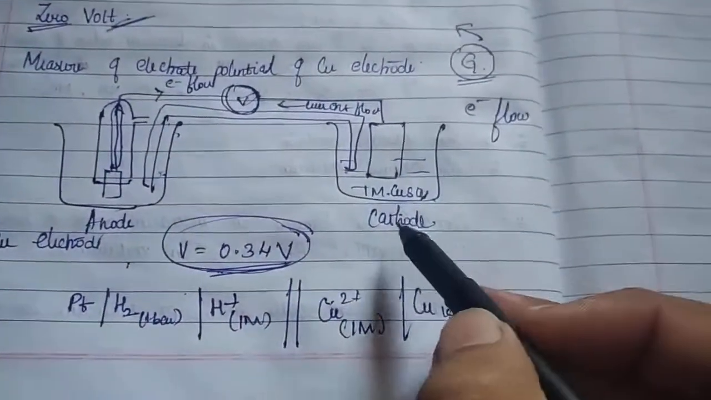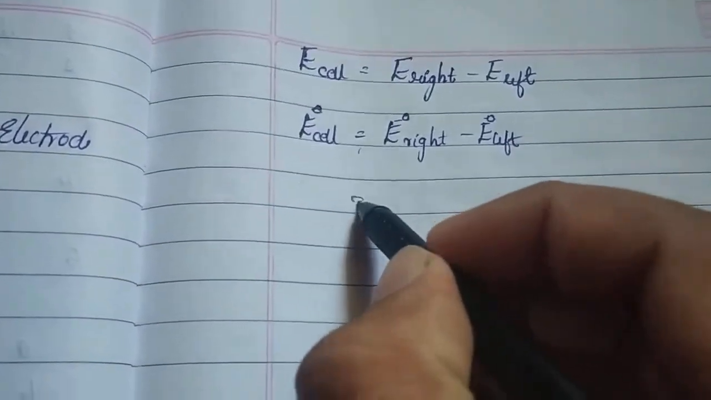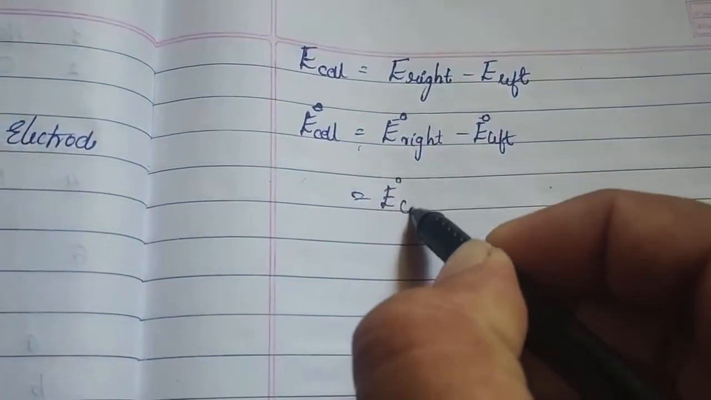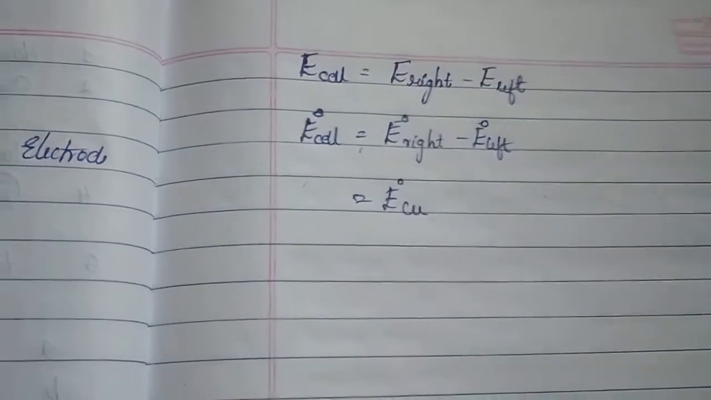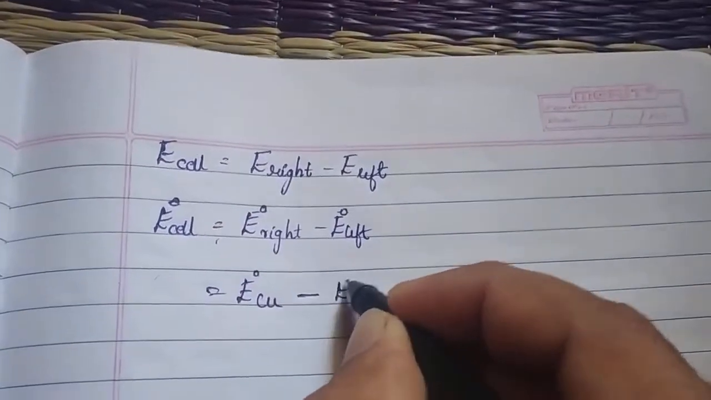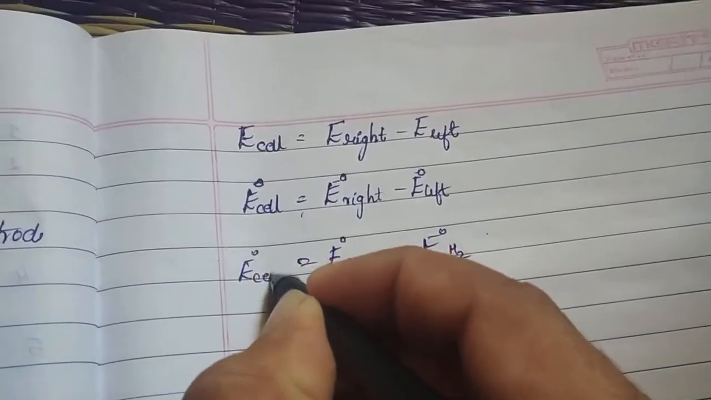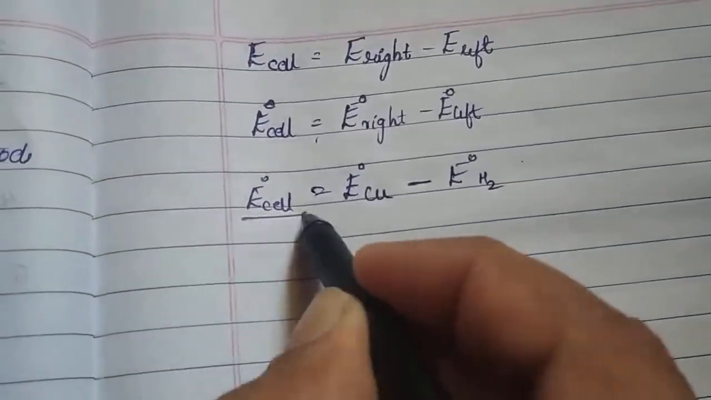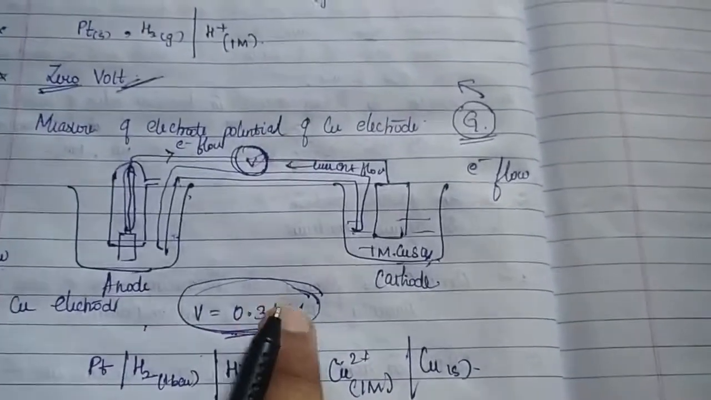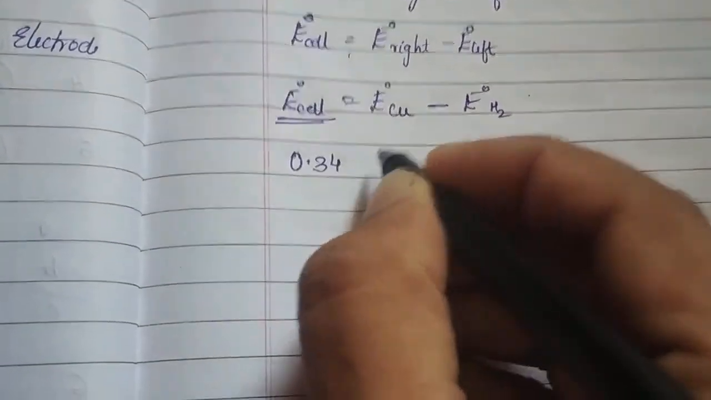So of course, what do we have on the right? This is my right. I have copper sulfate here, which I don't know how much it is, so I will take it as E naught Cu. And on the left, what do we have? You have your SHE, right? So E naught H2, and let it be E naught cell. I know that E naught of this cell is 0.34 volt.